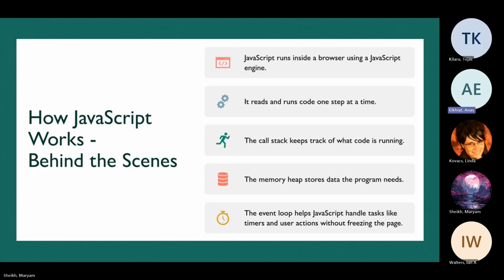Behind the scenes, JavaScript runs in the browser using something called a JavaScript engine. It reads the code and runs it step by step. The call stack keeps track of which code is running, and the memory heap stores the data the program needs. JavaScript is single-threaded, which means it handles one task at a time. The event loop helps it manage things like timers, clicks, and other actions without making the page freeze.